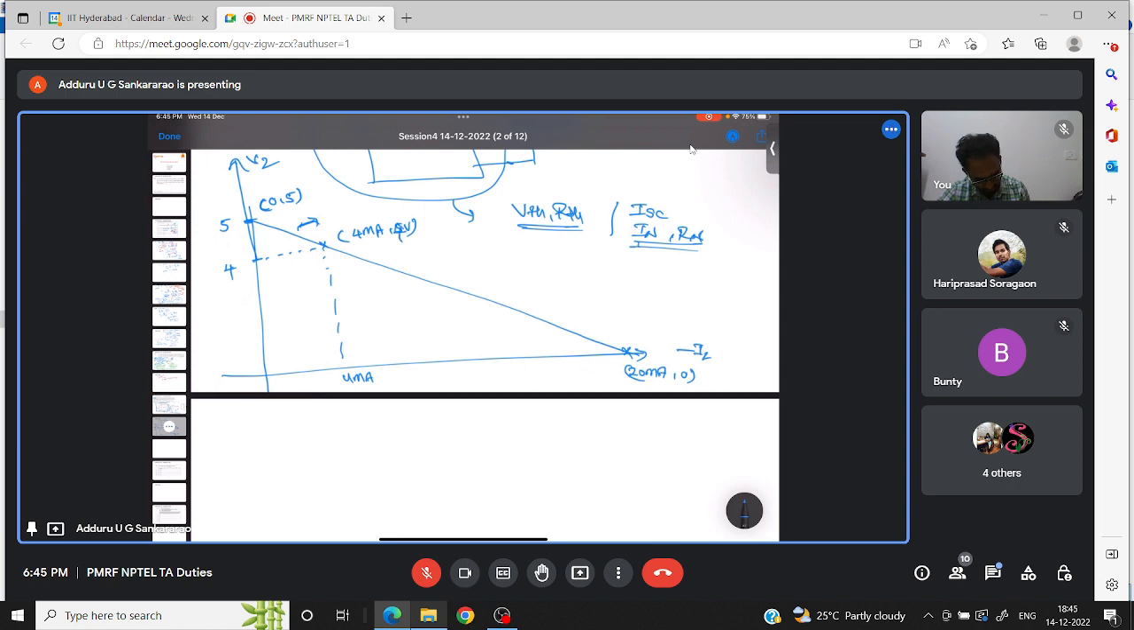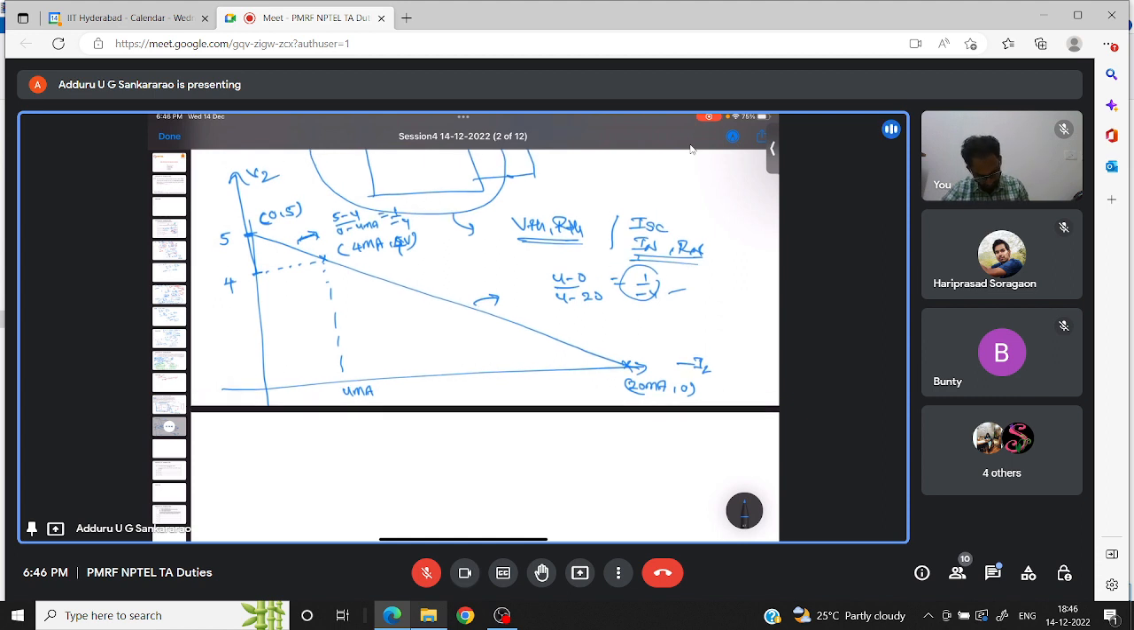What is the slope for this? 5 minus 4 by 0 minus 4 milli, so 1 by minus 4. Now for this you find out the slope: 4 minus 0 by 4 minus 20 milli, so 1 by half. Fine. Somewhere here, at 20 milliamps, it will touch.